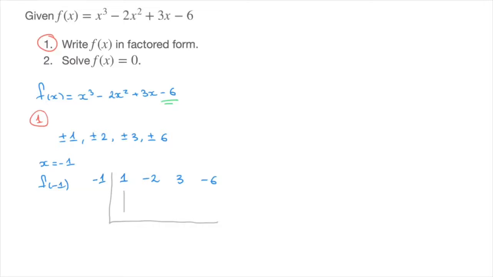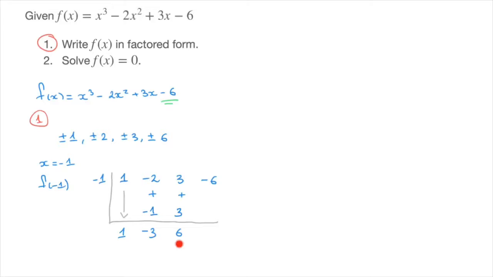I now carry down the leading coefficient to the bottom of the table, and now we can get started. We have 1 times −1, which equals −1. I now add this −1 to the −2 above it. That's −2 plus −1, which equals −3. Now −3 times −1, which equals 3, and I now add this 3 to the 3 directly above it. So that's 3 plus 3, which equals 6.